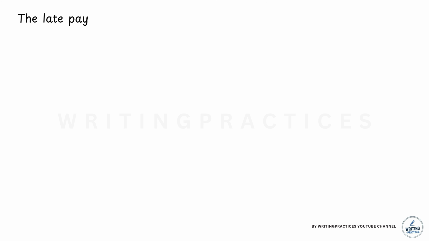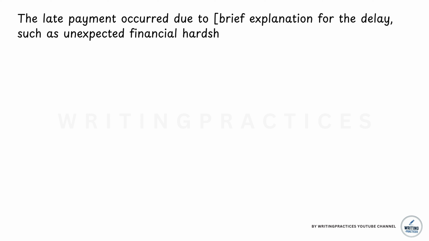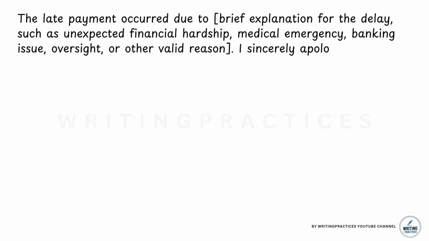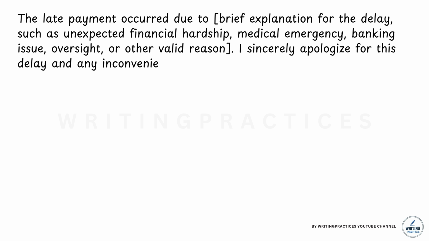Explanation paragraph. Here you explain why the late payment occurred. This is one of the most important parts of the letter because it provides the reason for your request. For example, the late payment occurred due to an unexpected medical emergency that temporarily affected my ability to process the payment on time. I sincerely apologize for this delay and any inconvenience it may have caused. This gives context to your request. Pro tip: be honest and concise. Avoid overly detailed personal explanations.